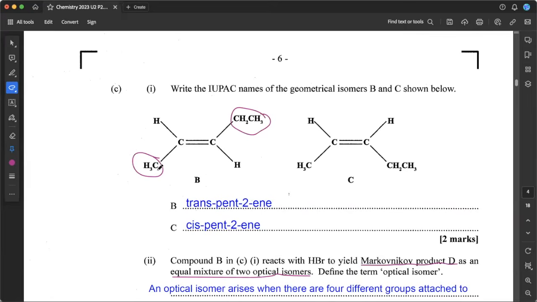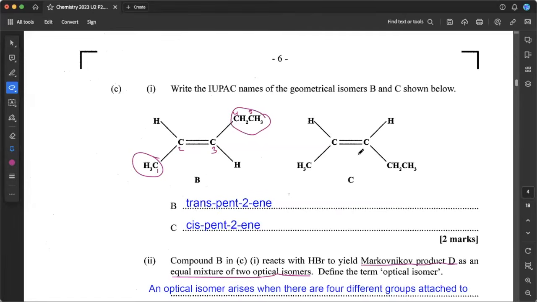So it's carbon 1, carbon 2, carbon 3, carbon 4, and carbon 5. We know that it's an alkene because of the double bond, so it will be what? A pentene. And because the carbon-carbon double bond is on the second carbon, we say pent-2-ene. Because the substituents are on opposite sides of the double bond, it's a trans molecule. That's a geometric configuration. So it's trans-pent-2-ene for B.